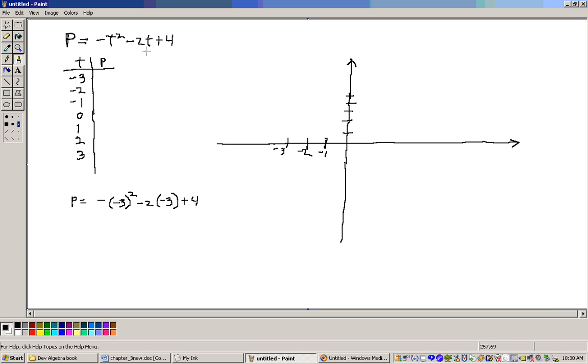Here's the equation, and I'm just going to substitute these numbers into it. Substituting a negative 3 in for t, that would be p equals the negative of negative 3 squared. I put parentheses around the number I'm substituting in, minus 2 times negative 3 plus 4. Working that out, negative 3 squared is 9, opposite is negative 9. Negative 2 times negative 3 is plus 6, plus 4, and that gives me 1.